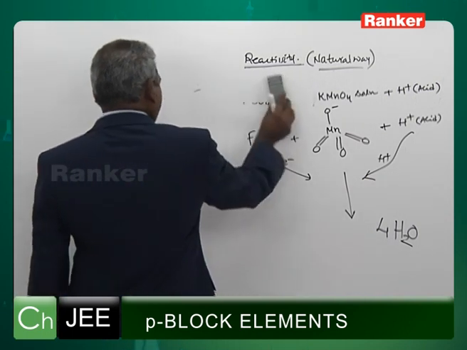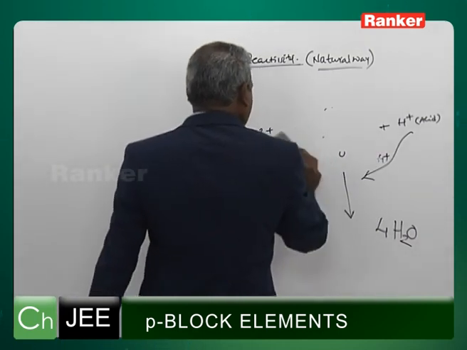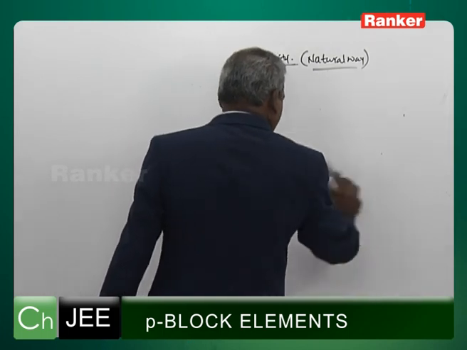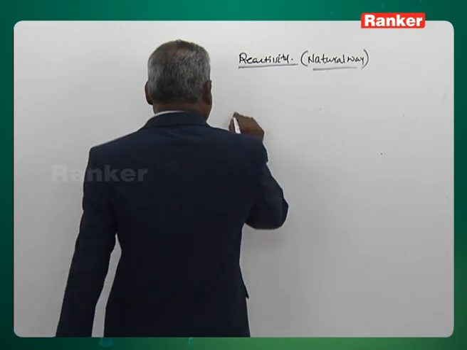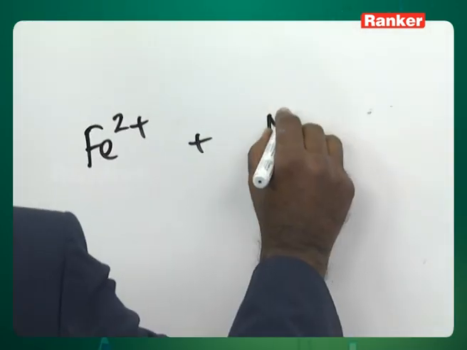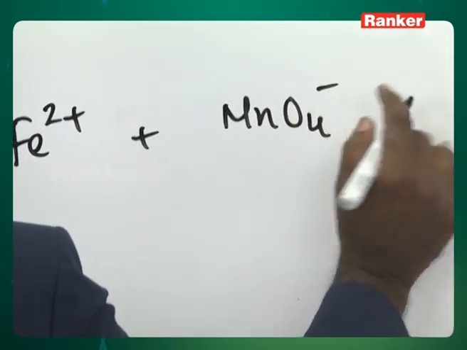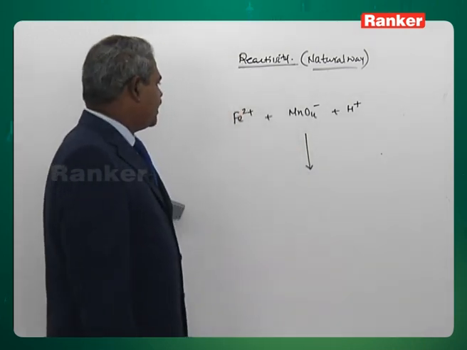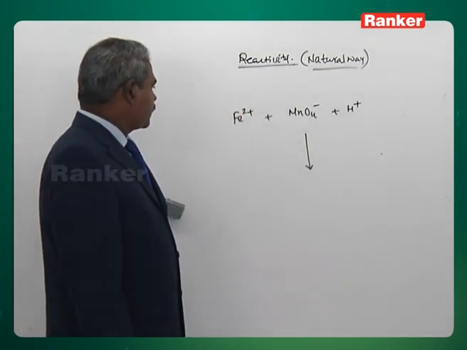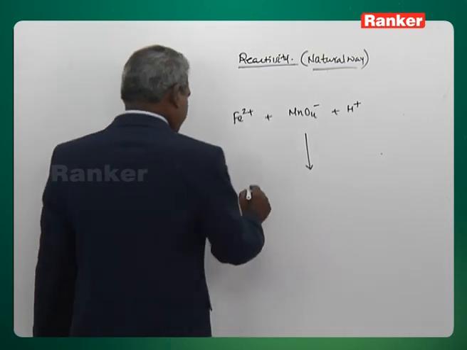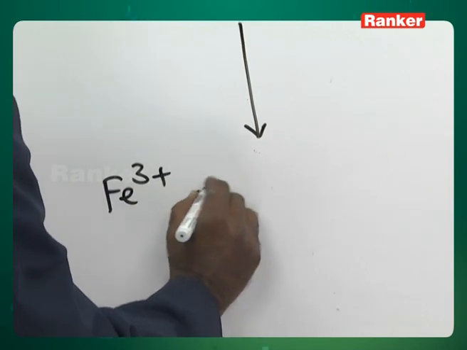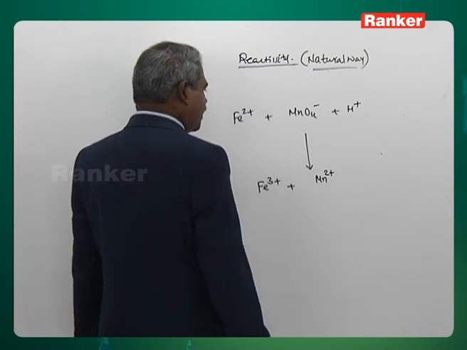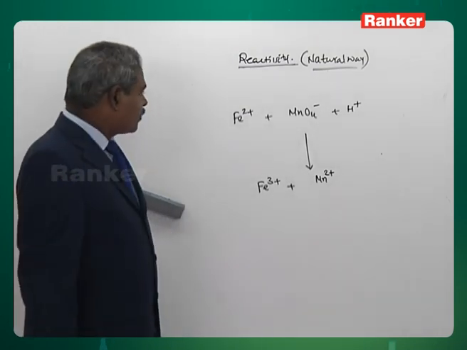FeSO4. So, listen. So, ferrous, permanganate, H plus, what will happen? Ferrous, permanganate, H plus acid. Ferrous wants to become ferric, permanganate wants to become Mn2 plus. Okay, I forgot to tell you why permanganate becomes Mn2 plus.